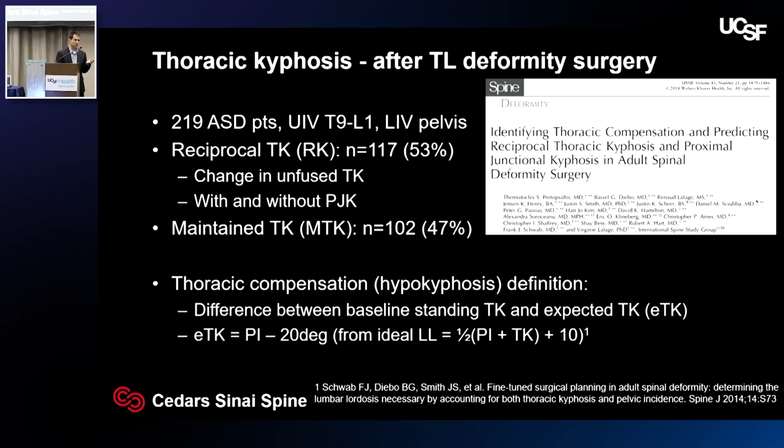Now, things start to change when your UIV is in the lower thoracic spine, right? Because we're sort of relying on how the patient is going to stand. So how do we quantify that? How do we know what normal thoracic kyphosis is after these types of surgeries?